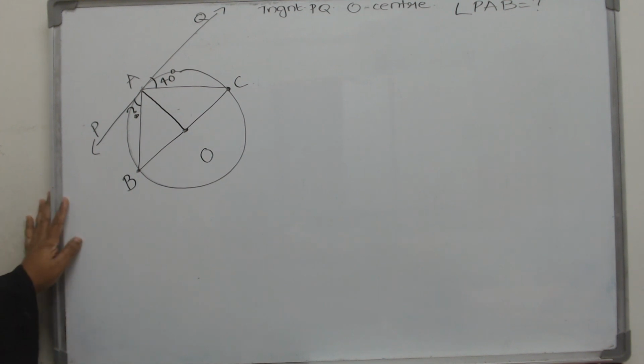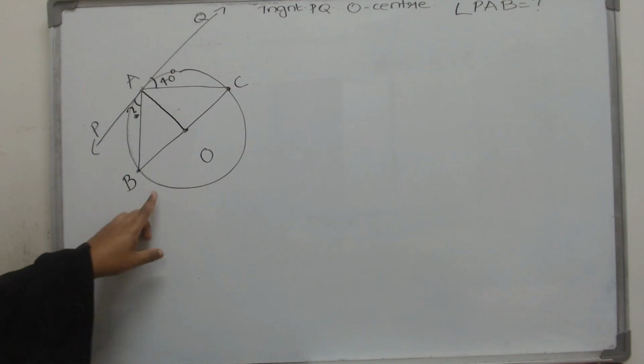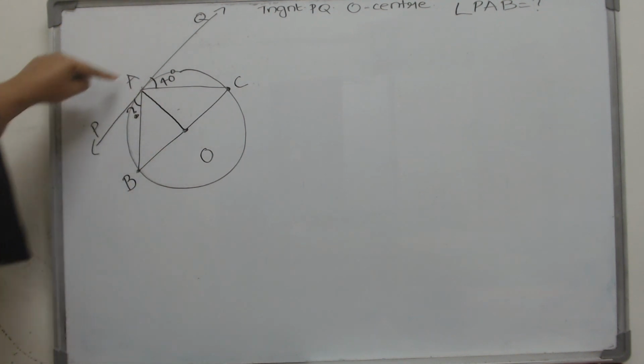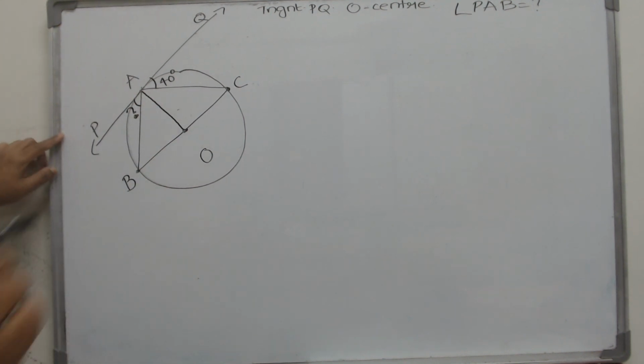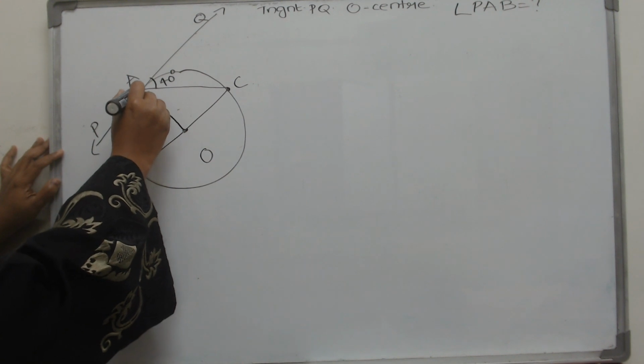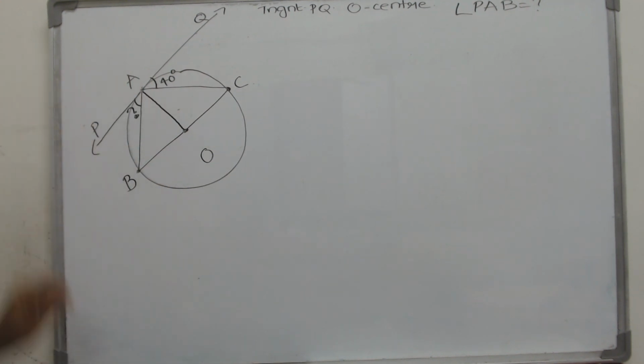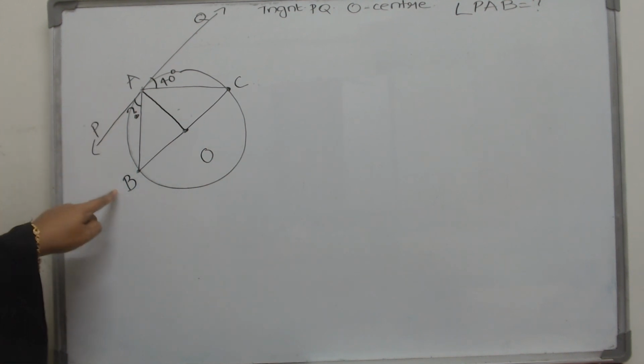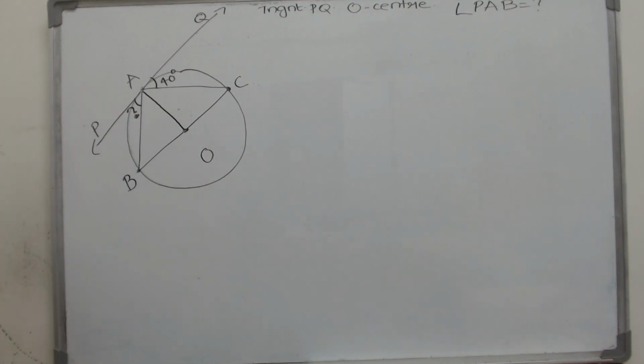Let us solve this question based on the properties of circles. We are given a circle with its center at the point O, and there is a tangent PQ with the point of contact at the point A. And what we need to find is the measure of this angle PAB. So let us begin at the beginning.